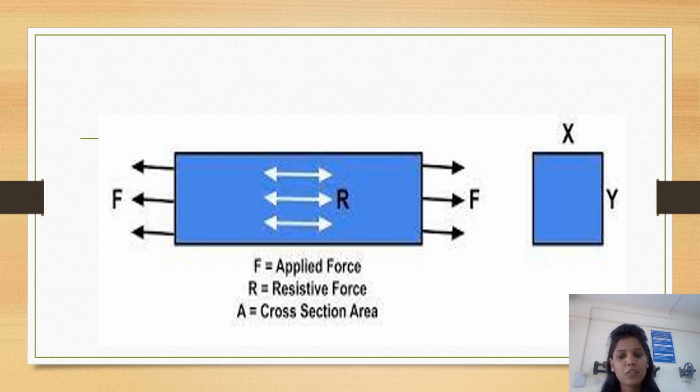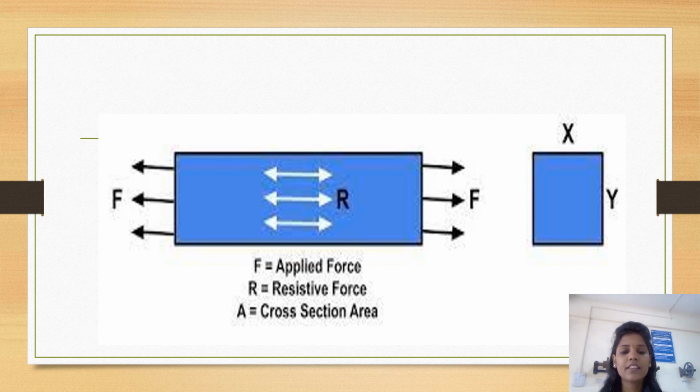Friends, see in this figure, this body is subjected to the axial force F. Due to this axial force F, deformation occurs in the body. To balance the equilibrium condition, internal resisting forces are developed in the body. This internal resisting force resists the deformation of the body. Then how do we define stress?